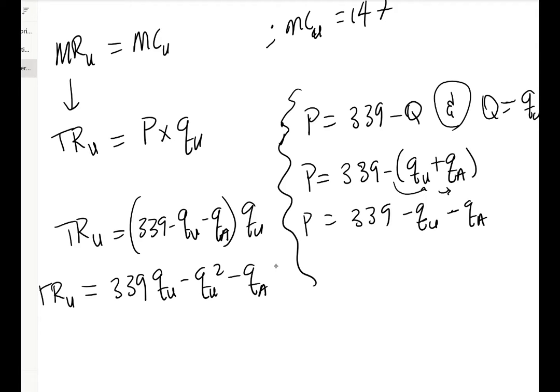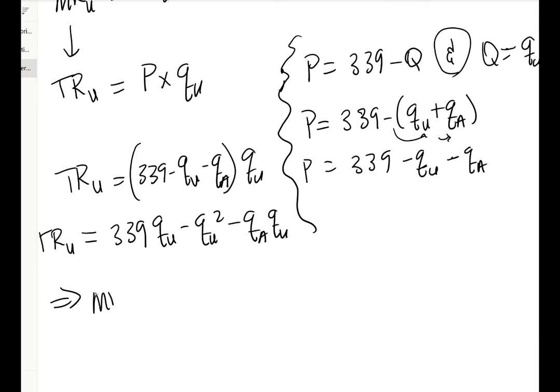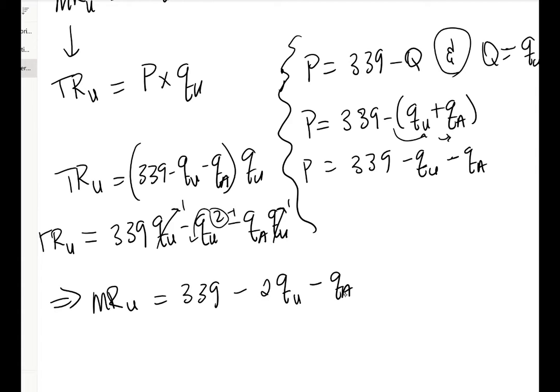So this would be equal to the total revenue for United Airlines, 339 times QU minus QU squared minus QA QU, which means that our marginal revenue for United Airlines will be equal to 339 minus 2 times QU minus QA. I'm taking this derivative with respect to QU. So the 2 is going to come down, and we're going to subtract 1, so 2 times QU, and this QU goes to 1, so minus QA.